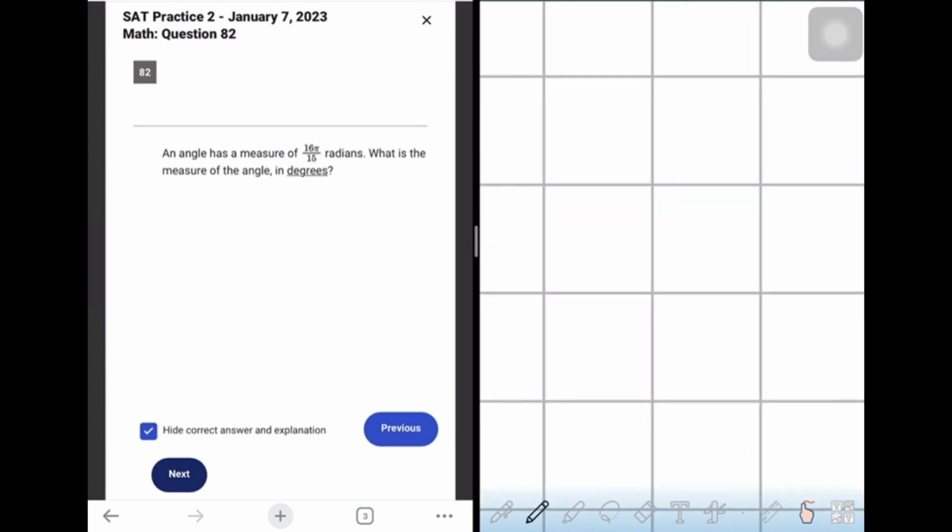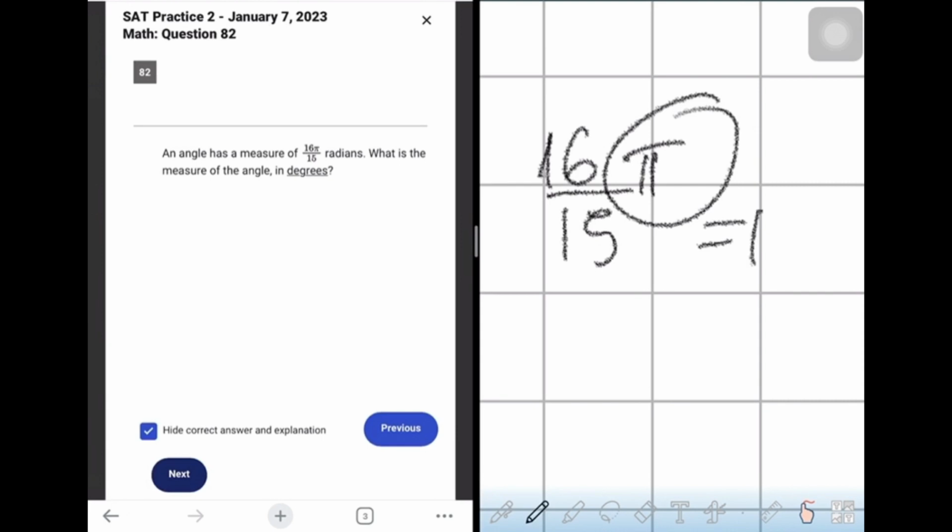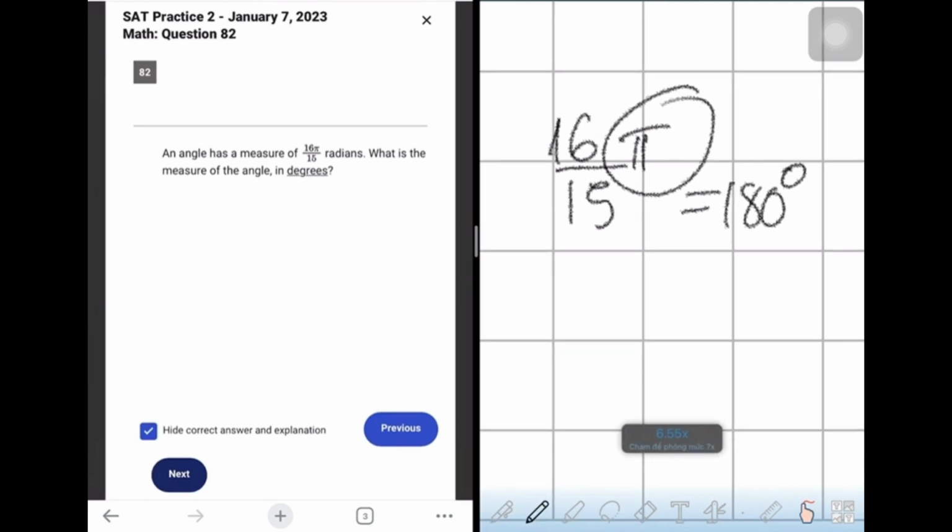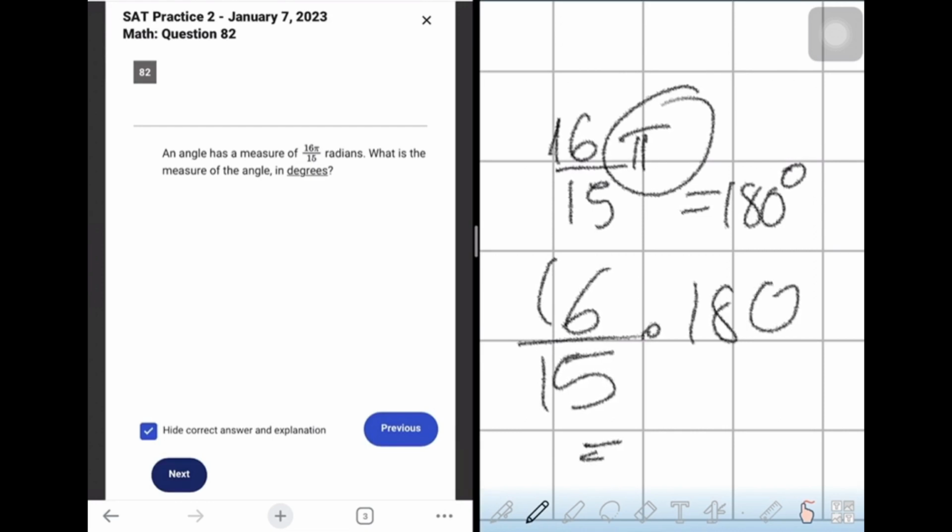Okay, this is an easy one. We have 16 over 15 pi, and they ask us to convert into degrees. So remember, pi here equals 180 degrees. So we just take 16 over 15 times 180. We will have the degree 192. Right.